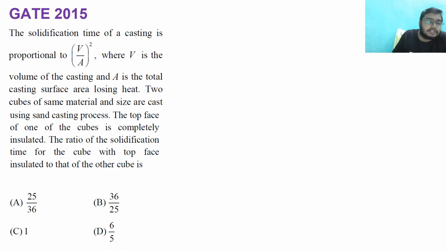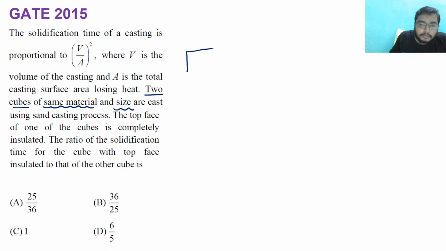So in this question, what is given, I'm just discussing the question. The solidification time of a casting is proportional to V by A, whole square, right? So the rule is given where V is the volume of casting, A is the total casting surface area losing heat. Clear, these things we know. Two cubes of same material and size are cast using the sand casting process. Okay, fine, no problem. The top face of one of the cubes is completely insulated.